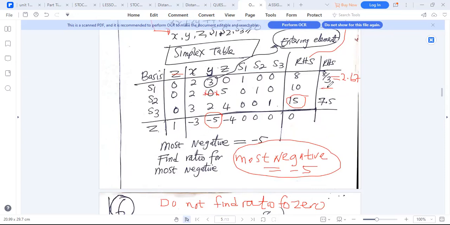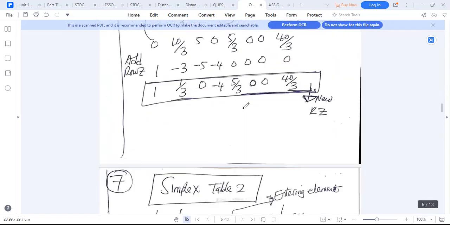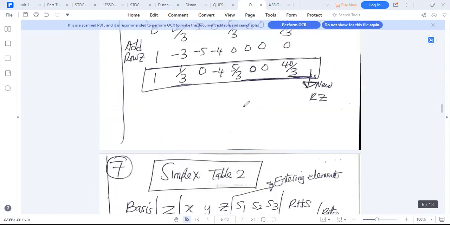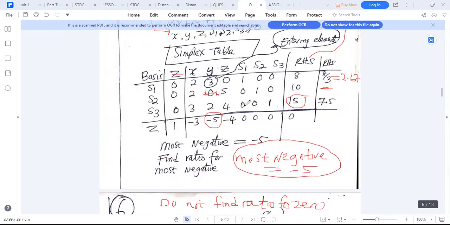That's why it's a dash. So meaning that the smaller ratio is actually giving us the 2.67. So Y will displace S1 from the basis, select the smaller ratio. So Y is going to occupy all variables that S1 was occupying. And S1 is a basic variable because a basic variable is a variable that has a 1 on its position in the column and the rest are zeros.